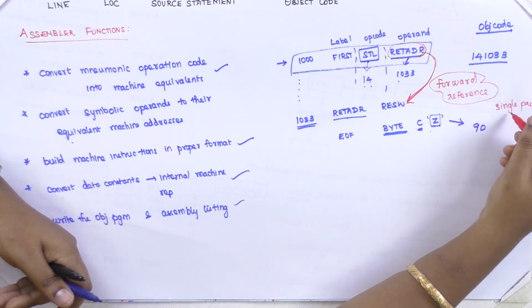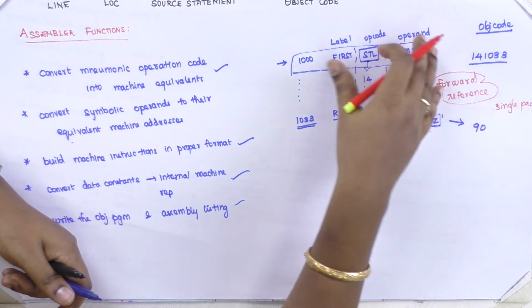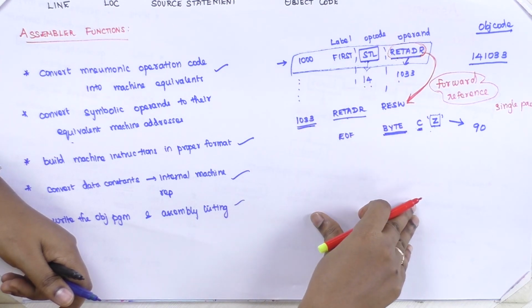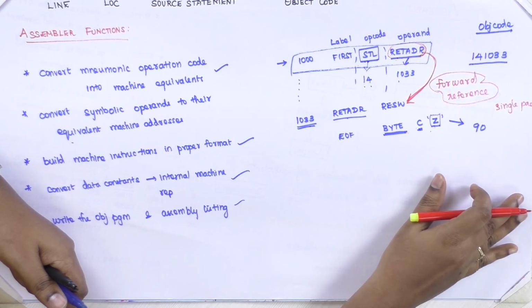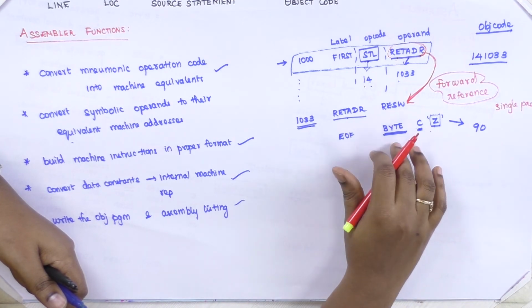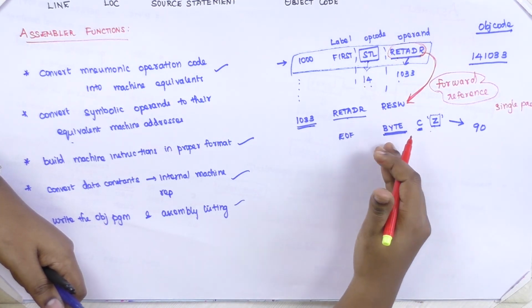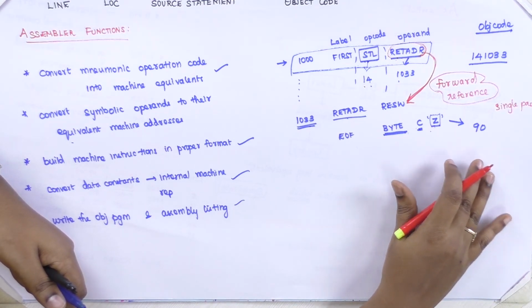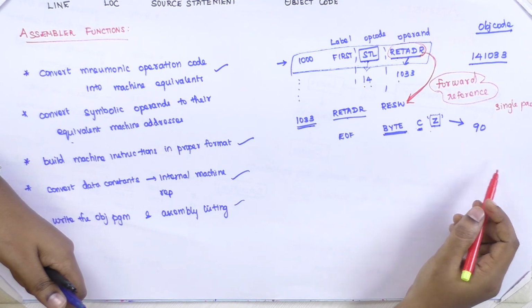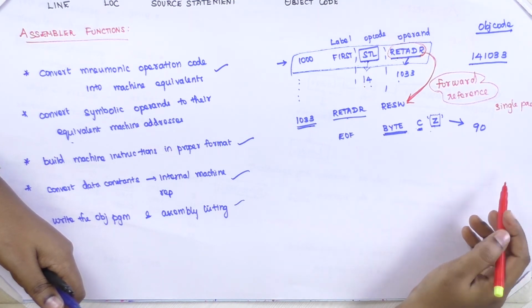In the first pass, it will scan the complete program and do whatever functions it can. The functions that cannot be accomplished in the first pass will be done in the second pass. After completion of the second pass, we will generate the object code.